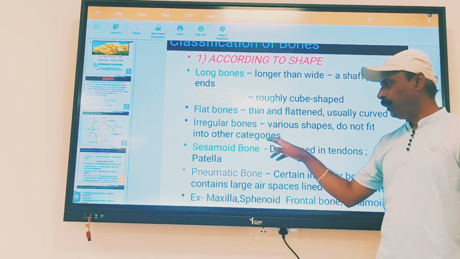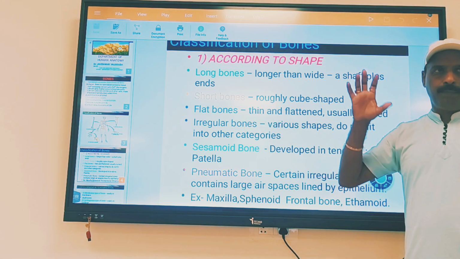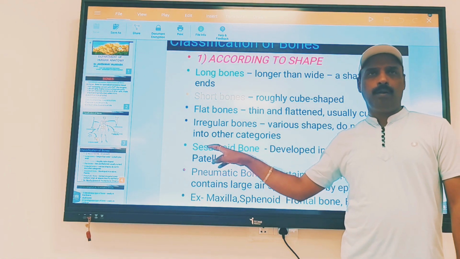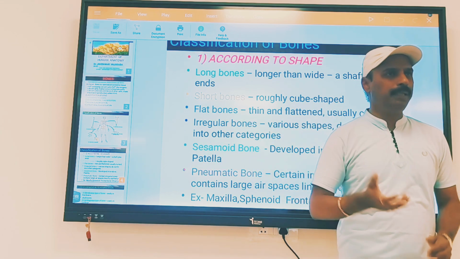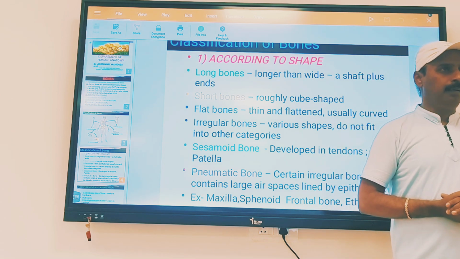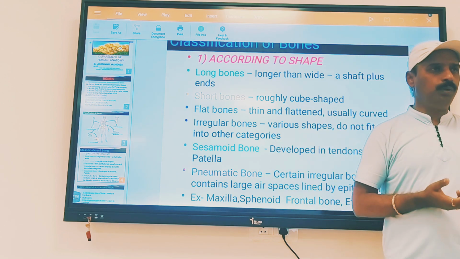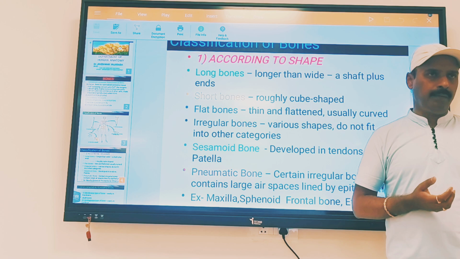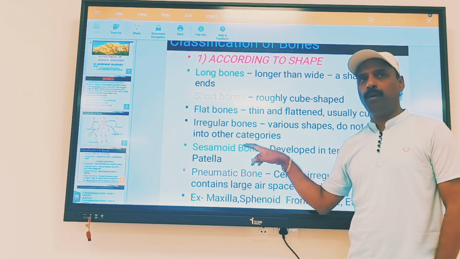Sesamoid bone, very important. This is a separate topic I am going to deal with, but first you have to understand that it develops in tendons. The example is the patella, the largest sesamoid bone in the body. What is the meaning of sesamoid? It is a bony nodule developed in the tendons of muscles. These bones are found only in the tendons of muscles.